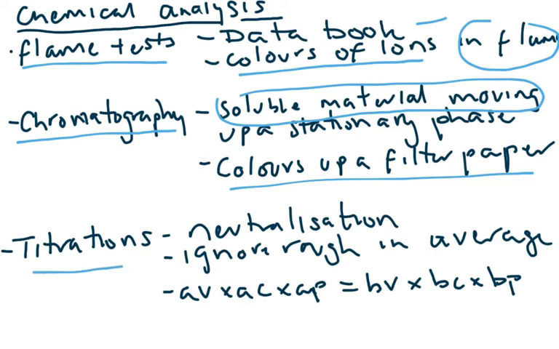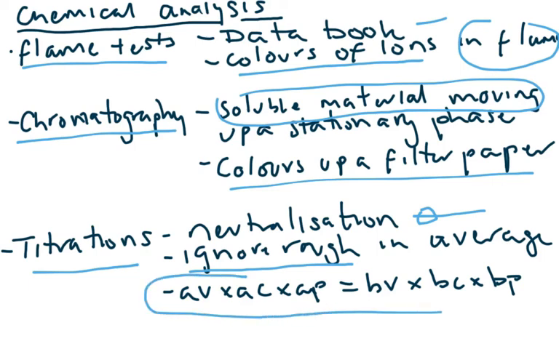And then titrations. This is a method of using neutralization to find how much of what concentration of a material is there. Always ignore the rough titrate when working out an average. And the formula to use, as seen in the acid section, is acid volume times acid concentration times acid power, which is the number of H's present, will always equal the base volume times the base concentration times the base power.